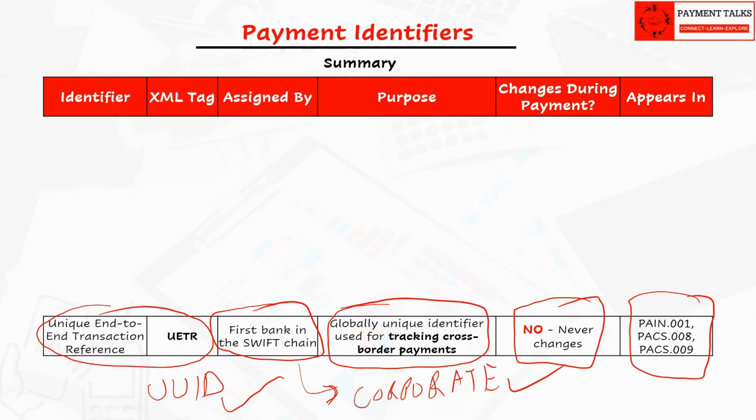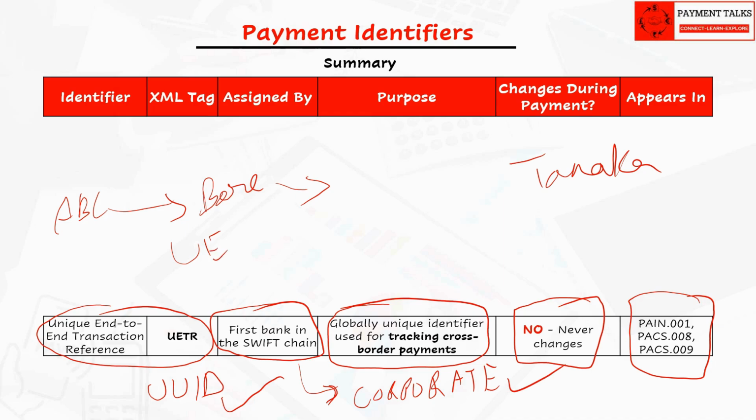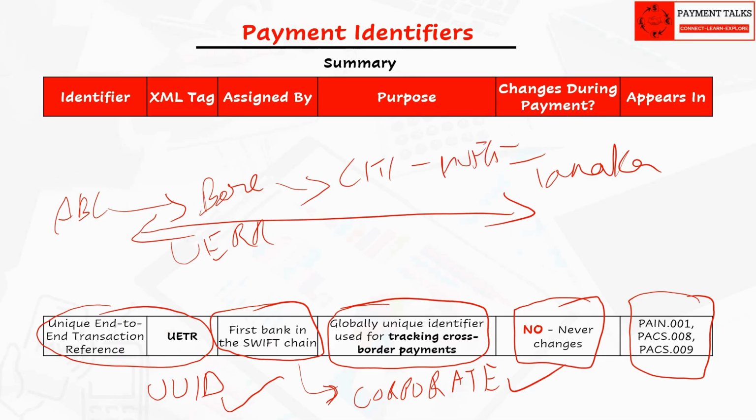Example: Barclays, the debtor agent, assigns UETR to a payment from ABC Manufacturing to Tanaka Electronics. This exact value appears in every PACS.008 across the chain. Barclays to Citi, Citi to MUFG. When Tanaka's bank settles via local clearing, the UETR still travels unchanged. Any party in the chain or on the SWIFT GPI tracker can locate this payment using that single UUID.